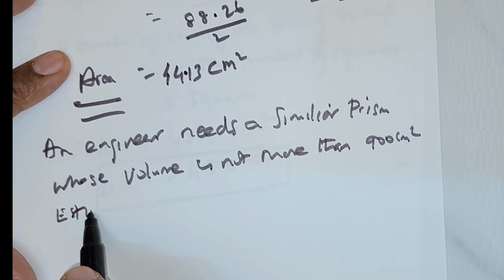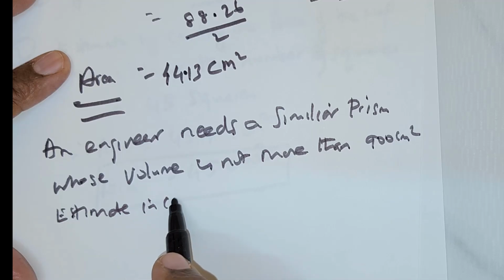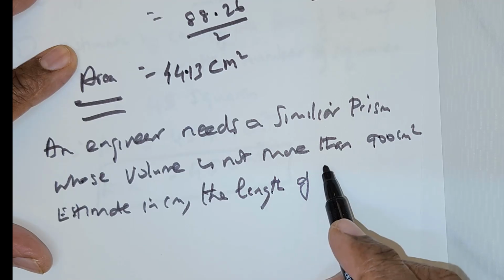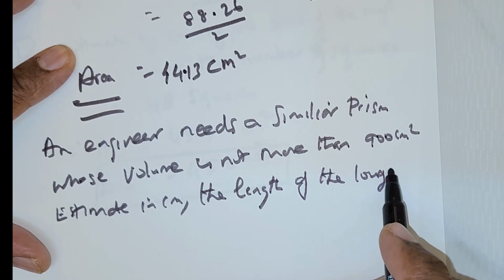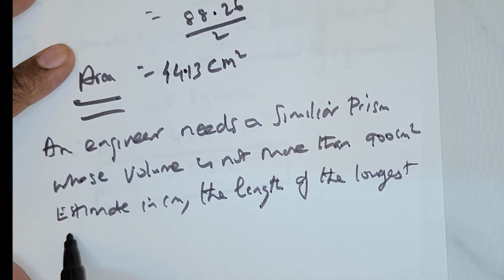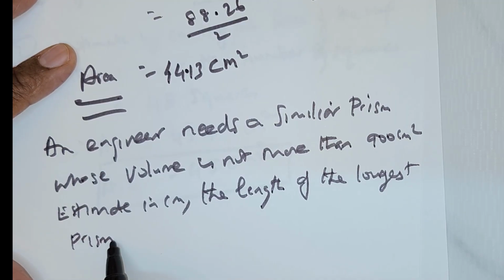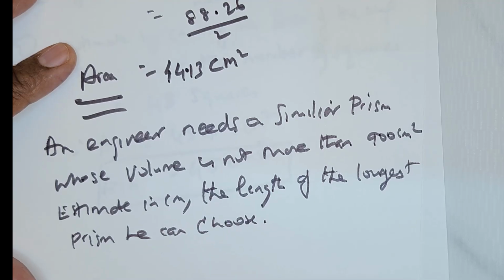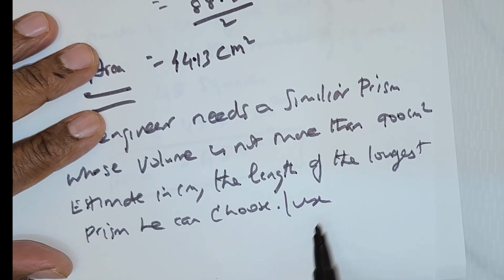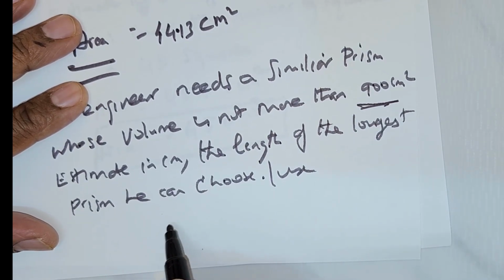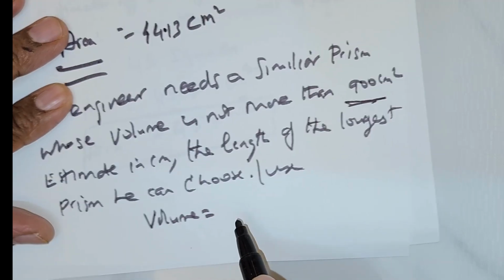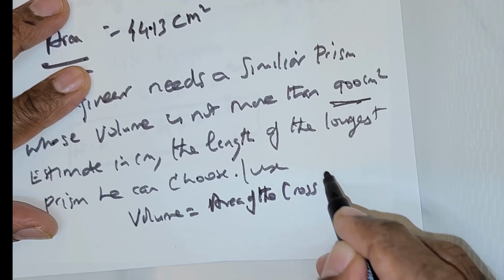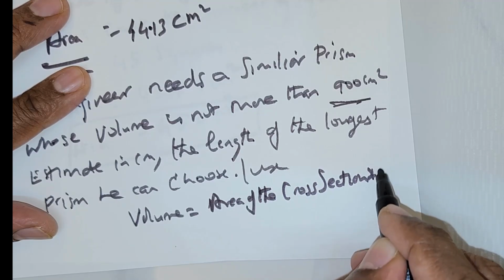Okay, estimate in cm the length of the longest prism he can choose or he can use. So the volume is given by the formula area of the cross section times the length.